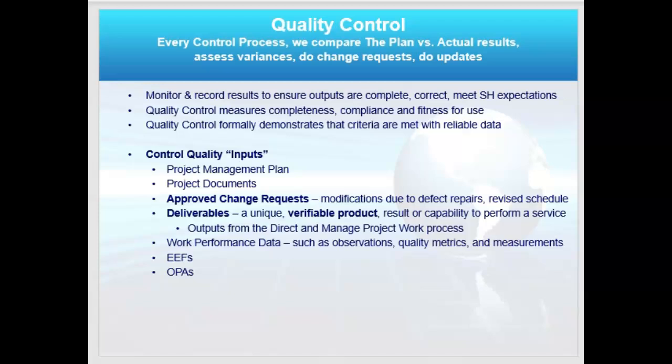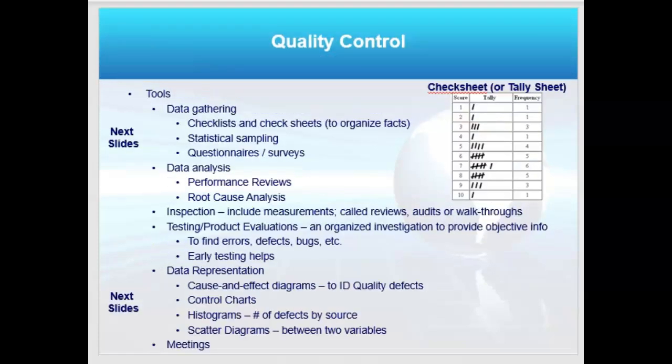So in control quality, we have these inputs. Notice one of the inputs is approved change request. That was also an input to your process 4.3, direct and manage project work. So approved changes are going there into execution, and it's coming here into control to make sure that that change was implemented. And of course, an input is the deliverable itself. I need to verify the deliverable in control quality, so it becomes an input.